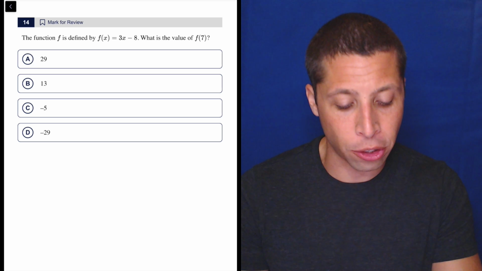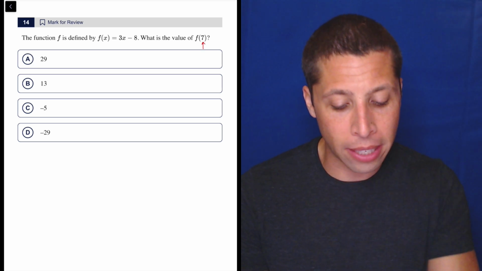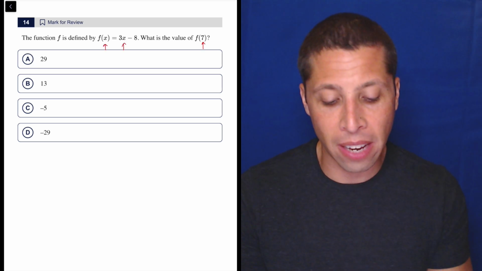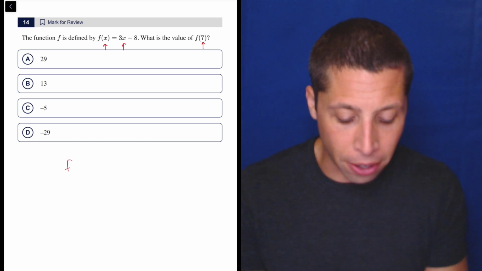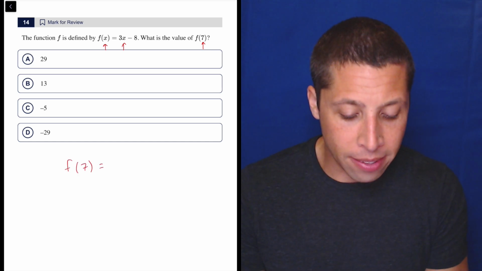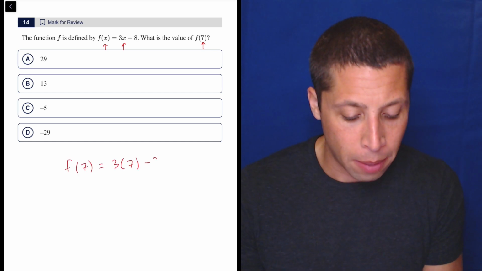They're giving you an instruction. Notice that the 7 is in place of the x, so we should put the 7 in place of the x in all parts of the equation. So what we would say here is that f of 7 is equal to 3 times 7 minus 8.